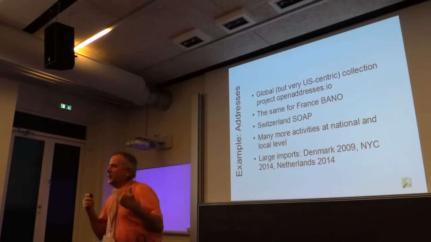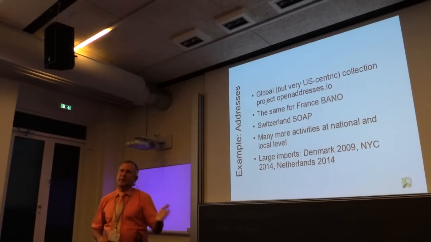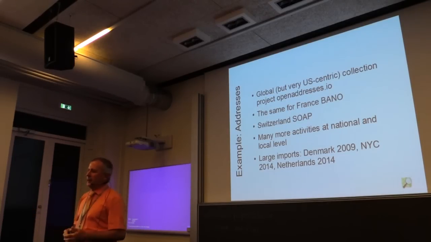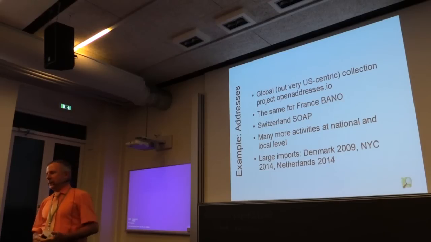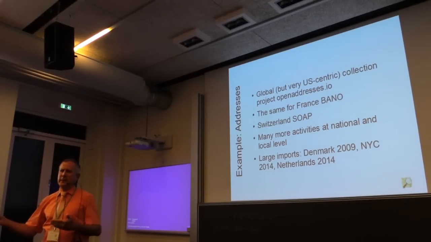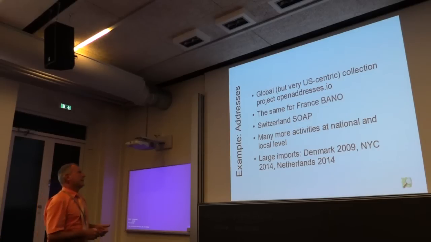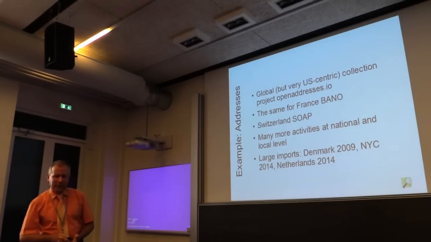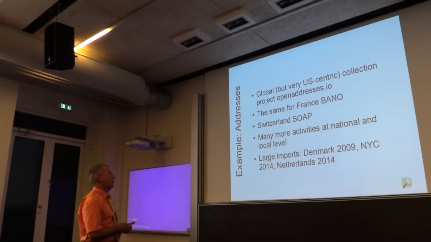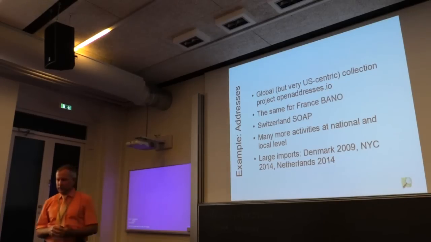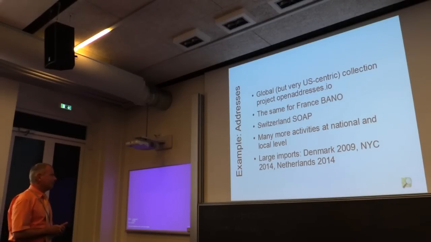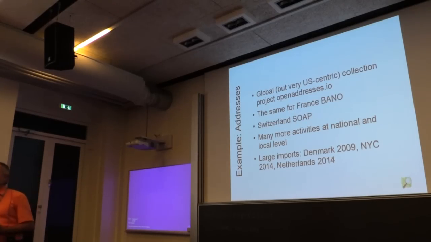But because addresses are important, there have been a number of activities around them which have increased over the last couple of months. We have projects in the wider OSM ecosystem to gather metadata on addresses, so who has free data sets, how are they licensed. There is a global but currently very US-centric collection called openaddresses.io. There's a similar project for France, and I have an unannounced one for Switzerland. And there are many more activities at a local level and national level.